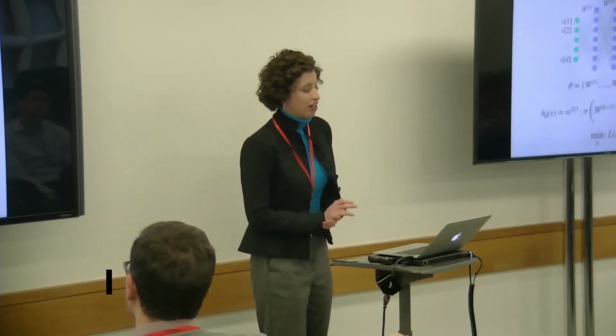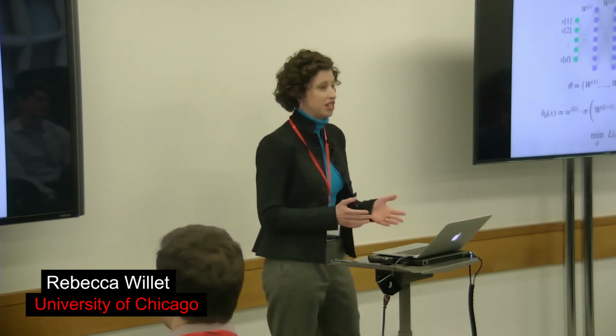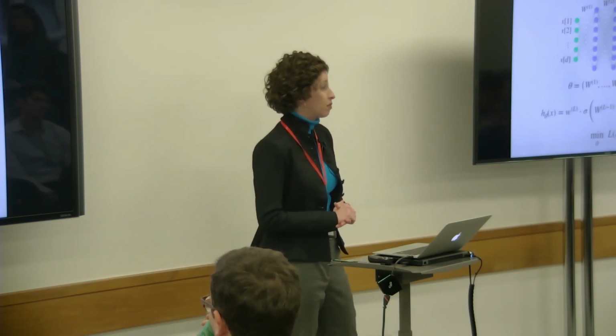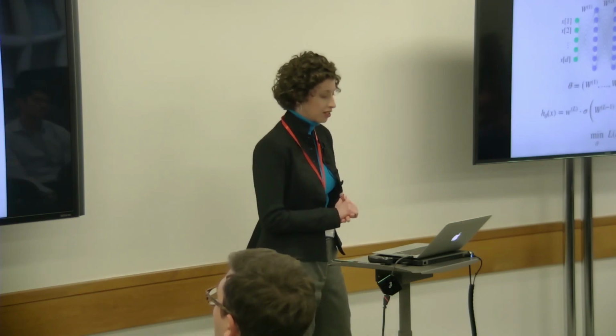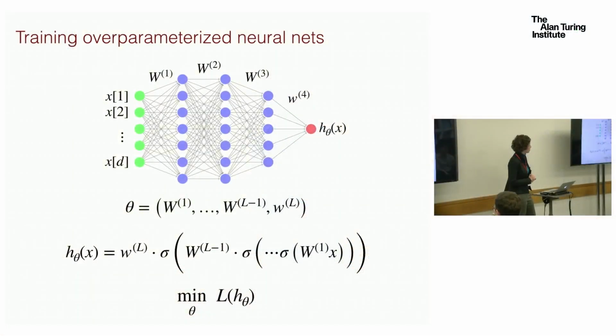So in a vein similar to what Francis told us about this morning, we're interested in trying to understand something about the training and performance of neural networks. I've got a diagram here that's similar to Francis's, but I helpfully used all different notation just to keep you on your toes. We're interested in a network that takes a d-dimensional input and outputs a single real value.